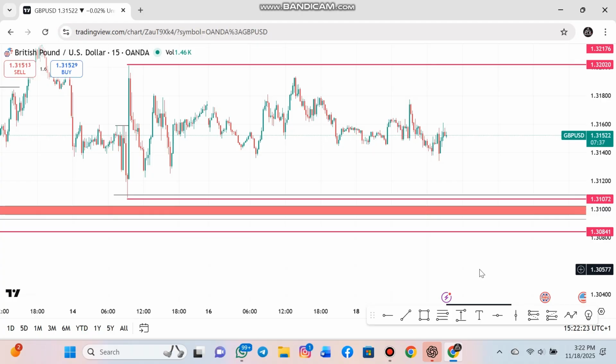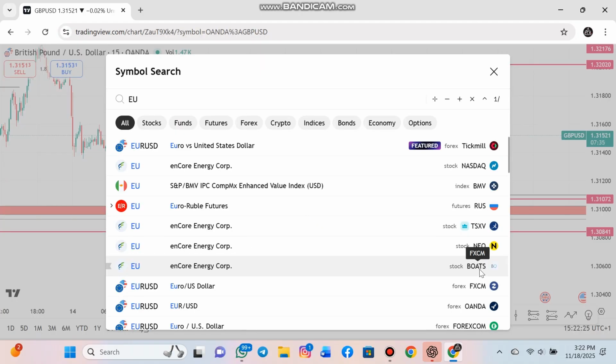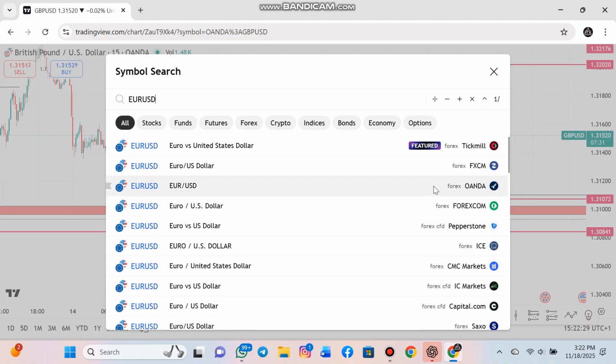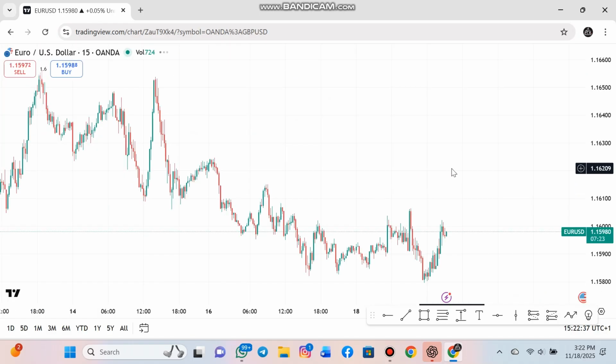Okay? EURUSD, EURUSD. I use the Oanda chart, because I believe that anything that's coming from USA is well regulated. That explains that.